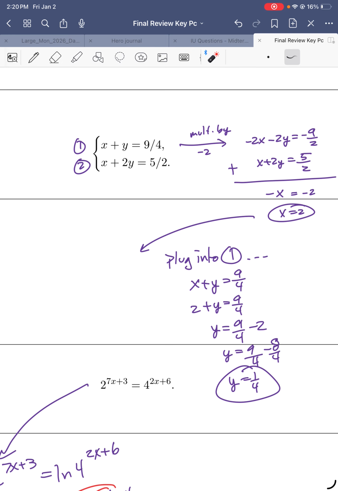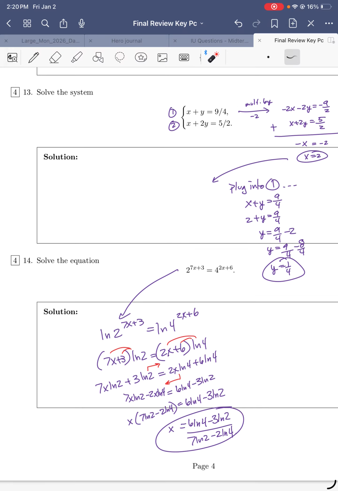So when I come to here, I label these again. I notice that I want to get these suckers to cancel out, so I'm going to multiply the top one by negative 2 and get this. So now when I add them, I get x is equal to 2. I plug that back into 1. So if that's equation 1, I plug in 2, I get this. I get y is equal to 1/4.